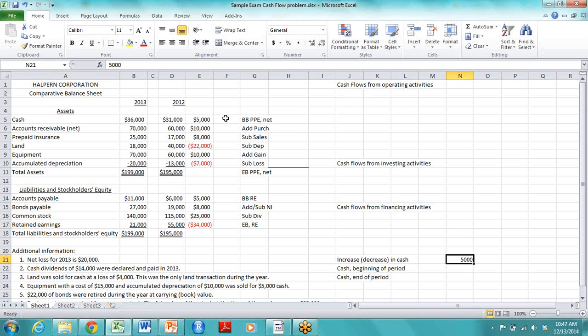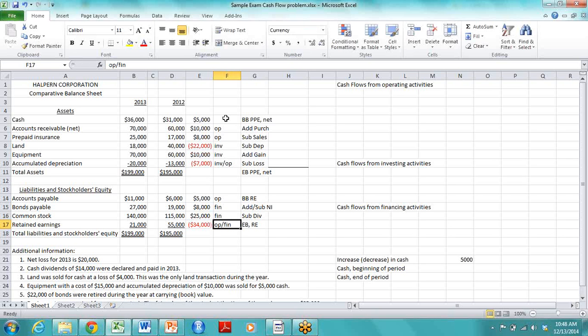So then what I would do is go down each of these items and say, what section do they impact? So accounts receivable impacts operating, prepaid insurance impacts operating, land is a long-term asset, it's going to impact investing, same with equipment, and then accumulated depreciation is going to be operating and investing. Accounts payable is going to be operating, bonds payable is going to be financing, common stock financing, and then retained earnings is going to be operating and financing.